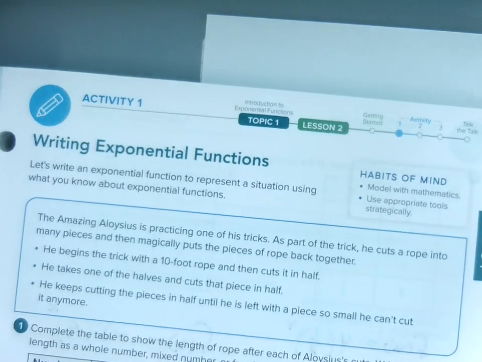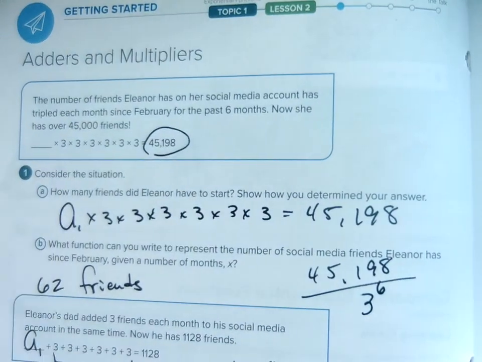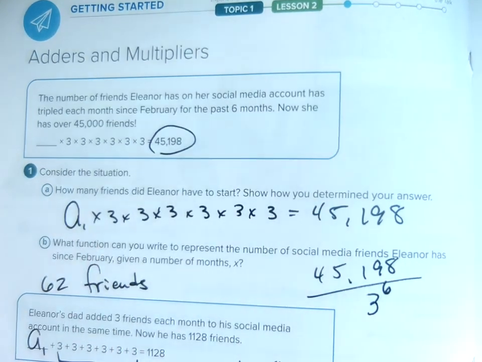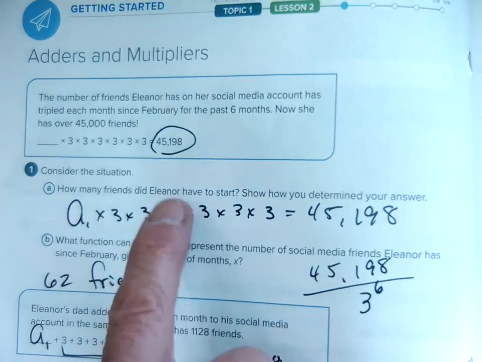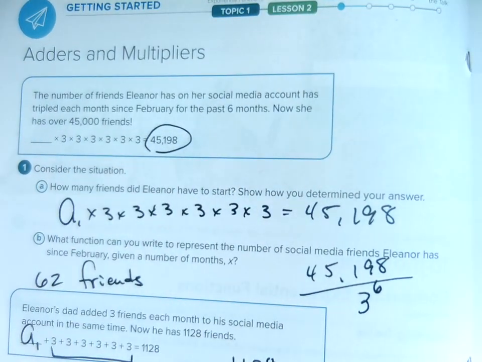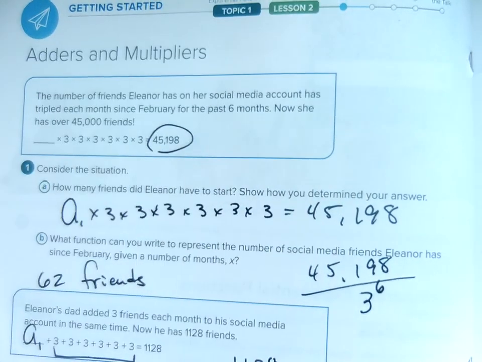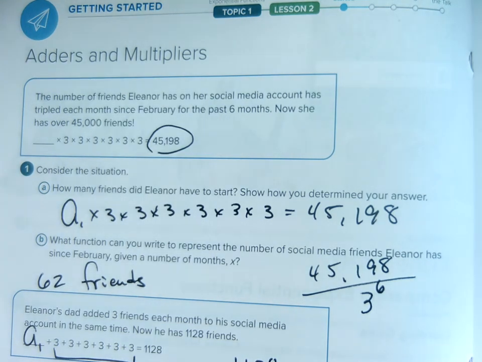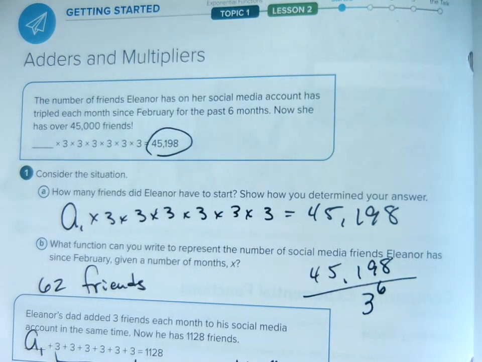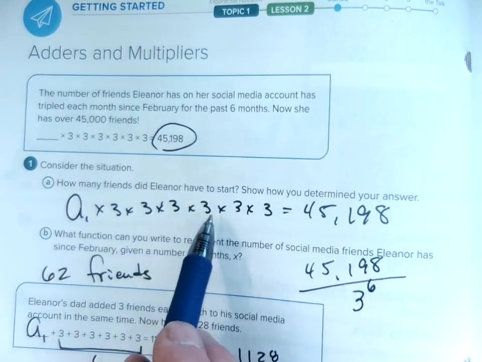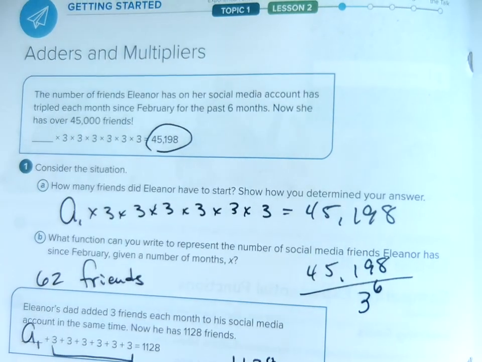Then we turn the page and we looked at this problem. So we've got Eleanor on social media. Her number of followers keeps tripling every month. So the question is, well, what was her original amount of followers? So we said, well, we could divide by 3 times 3 times 3 times 3 times 3 times 3 times 3, or we can just make it 3 to the 6th, and if we divide 45,198 by 3 to the 6th power, because there's 1, 2, 3, 4, 5, 6 of them, we get 62 friends. That's what she started with.